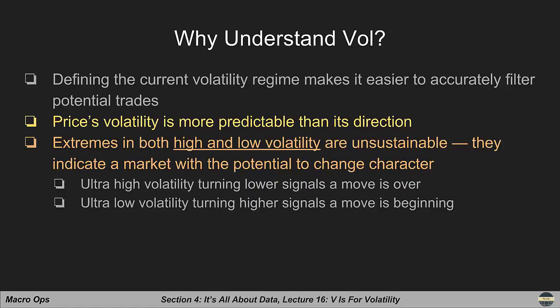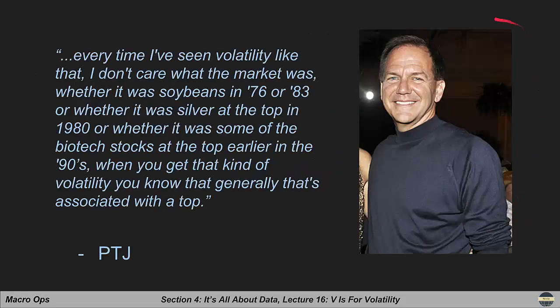So ultra high volatility turning lower signals a move is about to end, and ultra low volatility turning higher signals a move is about to begin. And Paul Tudor Jones used to talk about this all the time. Every time I've seen volatility like that, I don't care what the market was, whether it was soybeans in '76 or '83, or silver at the top in 1980, or some of the biotech stocks at the top earlier in the '90s. When you get that kind of volatility, you know that generally that's associated with the top.